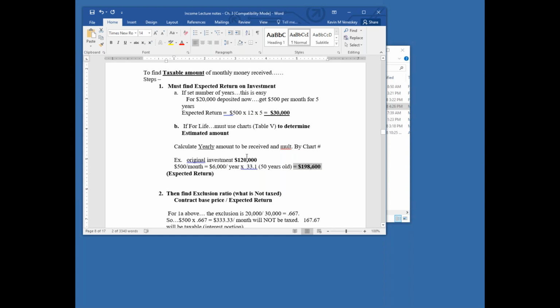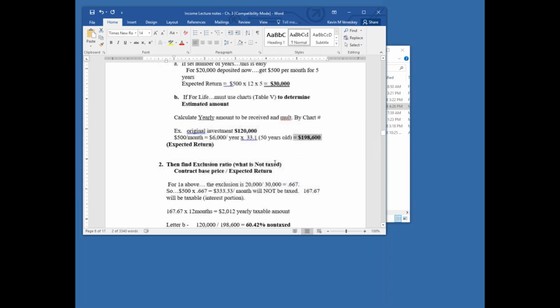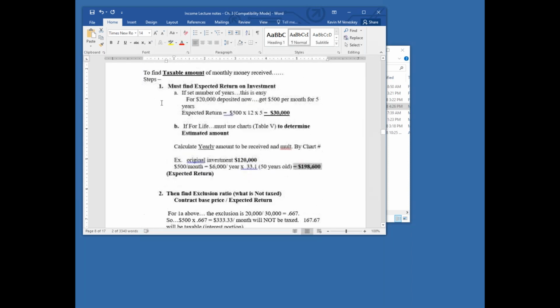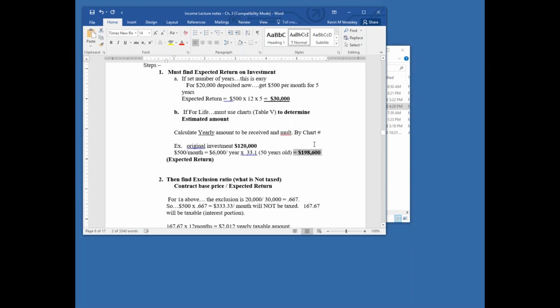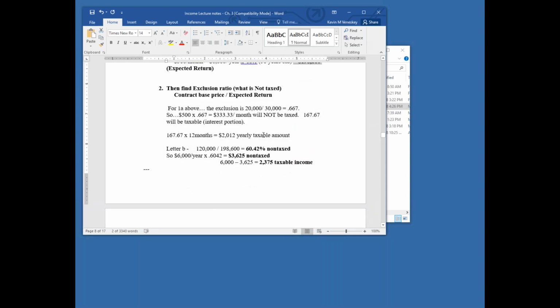The difference then is what you need to pay tax on every time you get money. So we need to find that percentage, the amount you've put in over how much you expect to return. And that's step 2. So there's only really 2 steps. Step 1, find the expected return. And then step 2, all we've got to do is simply do the math.